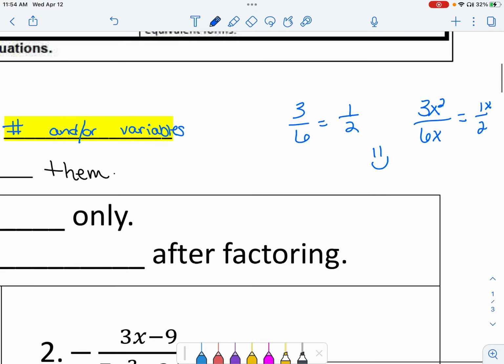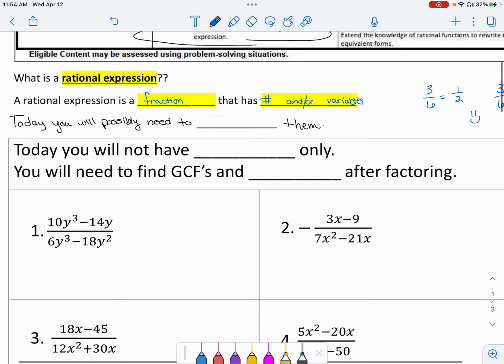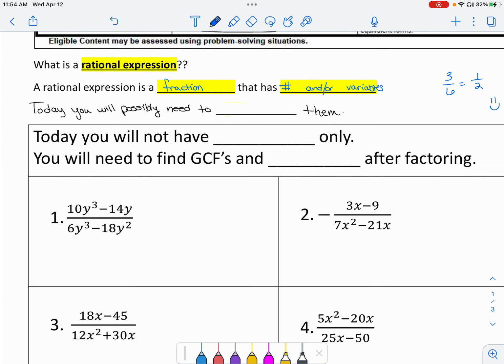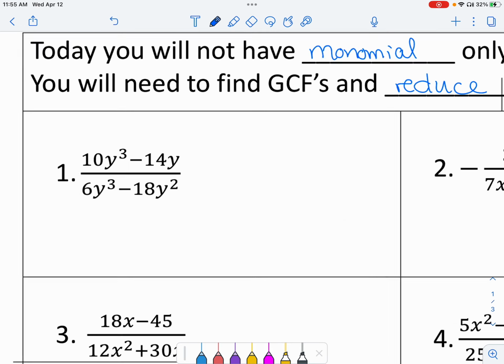Now we're going to take a look. We have one more fill in the blank. Yours will be typed. Today, you might need to factor them before you start. And let me just tell you, I think I made almost every single one of them factorable. Now, today you are not going to have just monomials. You will need to find the GCFs and you are going to then reduce after factoring. Let's move on and see how we do on number one.